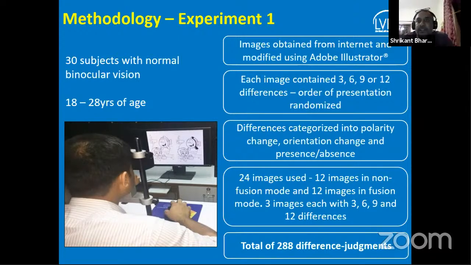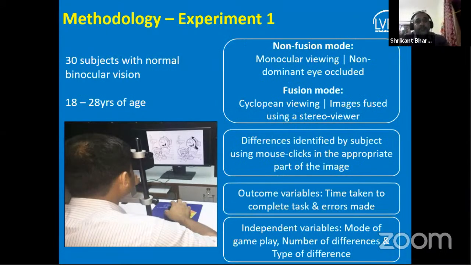They were randomized as to which one they would participate in first. Some would do the non-fusion first, the others would do the fusion first. So all of that was very nicely randomized. And in the non-fusion mode, it was monocular. The non-dominant eye was occluded. In the fusion mode, it was a cyclopean viewing, and fusion was achieved using a stereo viewer, something that our glaucoma colleagues would use to see the optic nerve head, and we sort of adapted it for our own purposes.